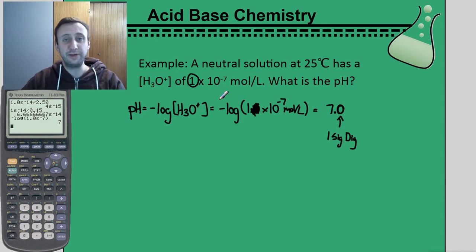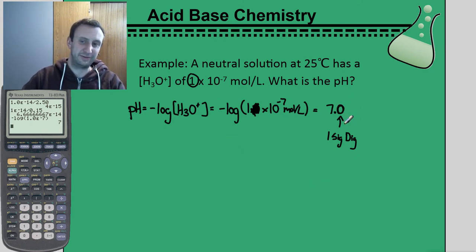So again, for concentration, sig digs are how they've always been. We just count the numbers, right? We count how many numbers we have. Leading zeros we don't count, trailing zeros we do. But when I talk about sig digs for pH, only the decimal places are counted. So I have 1 sig dig here. All right, that was that question.